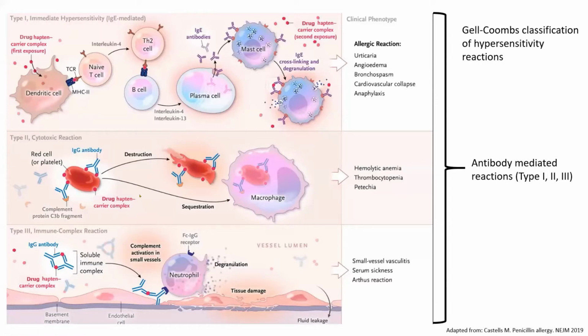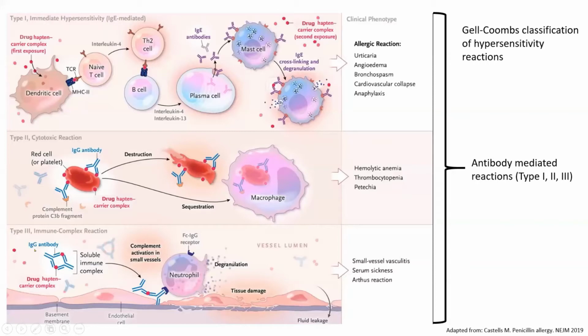Type 2 are the cytotoxic reactions. The antibody involved is frequently an IgG. There is direct recognition and toxicity, and damage mediated by the antibody and activation of the macrophage lineage. So for example, hemolytic anemia is one of these, drug-induced thrombocytopenia, and hemorrhagic petechiae.